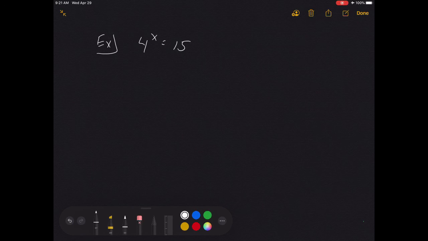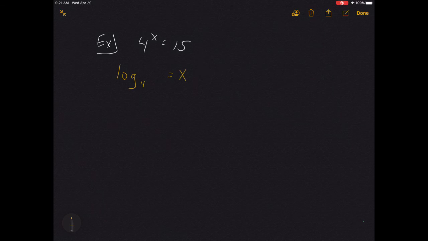So we're just simply going to change it like we were doing before into a log. Remember, so this is going to be the log. The base of the log is going to be the same thing as the base of the exponential equation. The base is 4, so it's going to be a base 4. The log itself is equal to the exponent, so x goes over here, and I am taking the log of 15 because 15 is the argument. And there you have it.